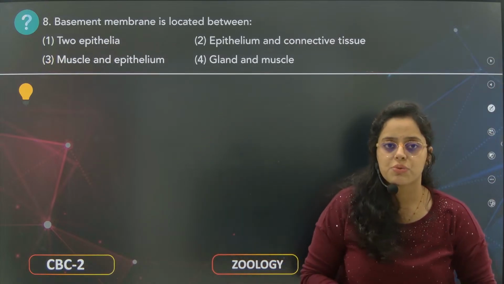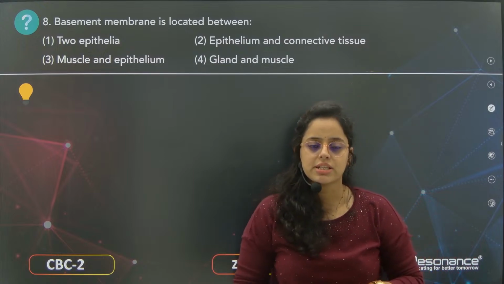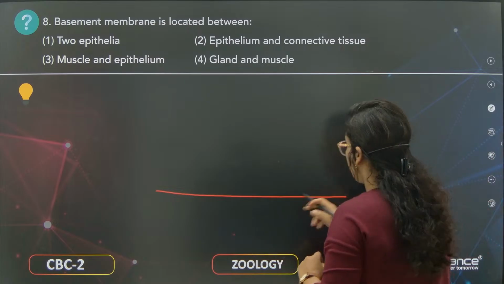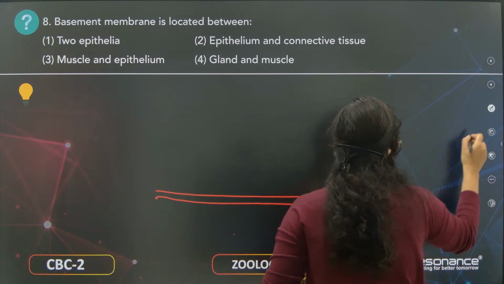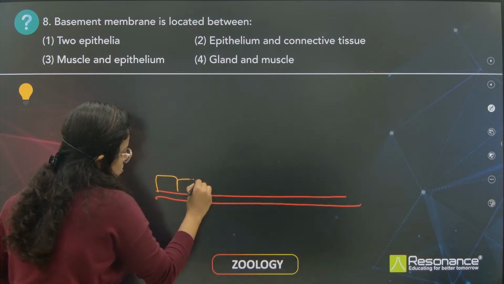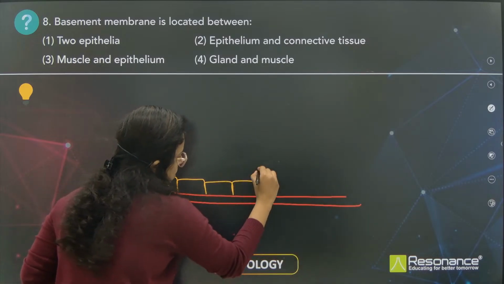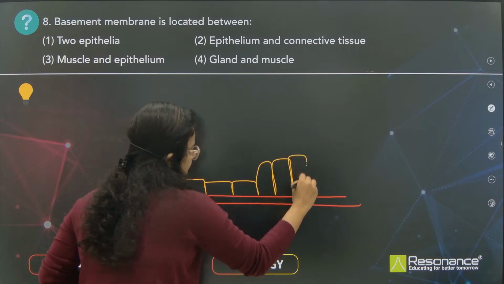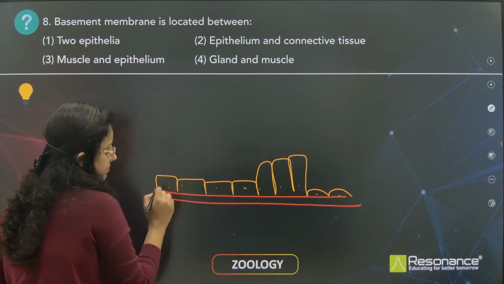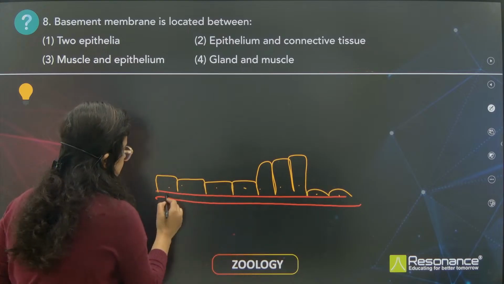Now coming to the next question, basement membrane is located. The epithelial cells are formed on the basement membrane. So it can be cuboidal, it can be columnar cells, it can be flat cells like squamous cells. All these are formed on the basement membrane. So this is the basement membrane.